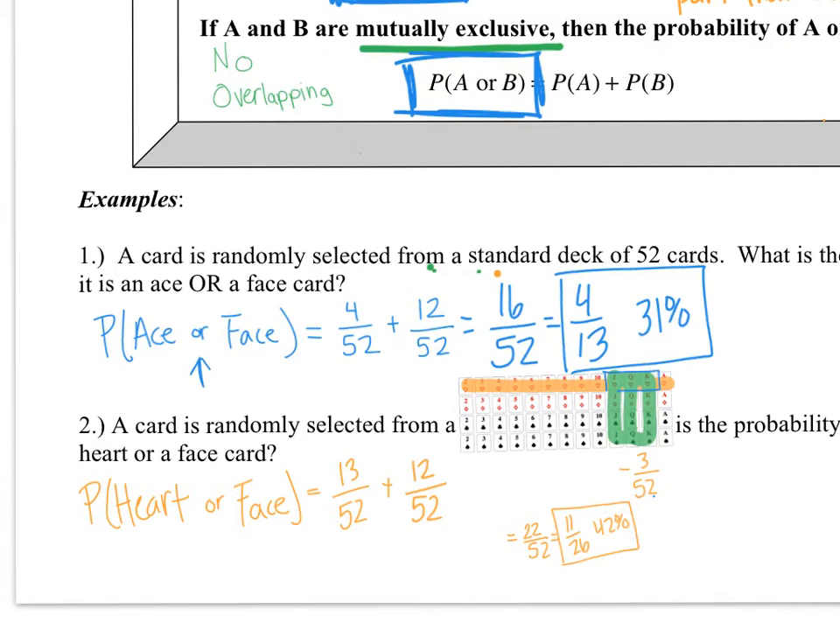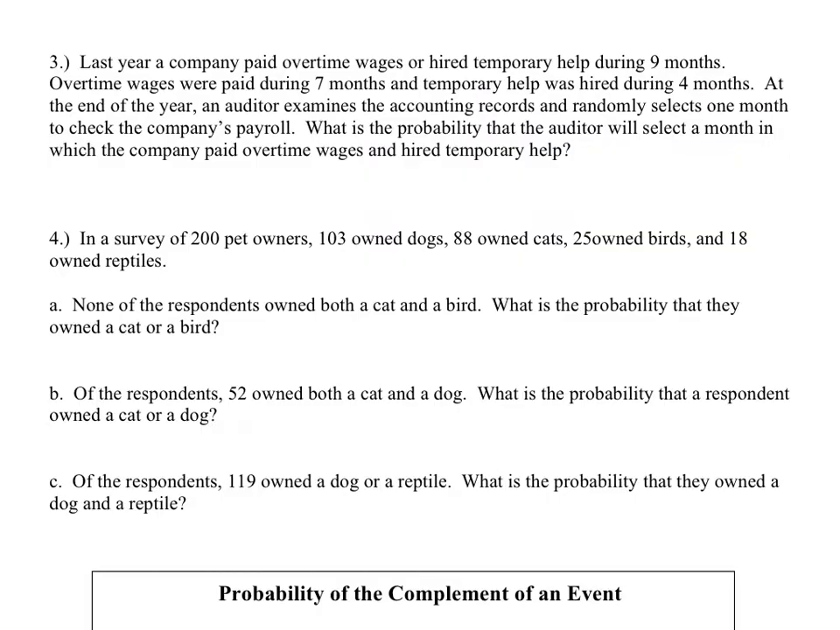So number 2 would not be mutually exclusive because there is overlap there. Okay, I'm going to do number 3 with you guys because it's a little wordy and it seems more complicated than it really is.